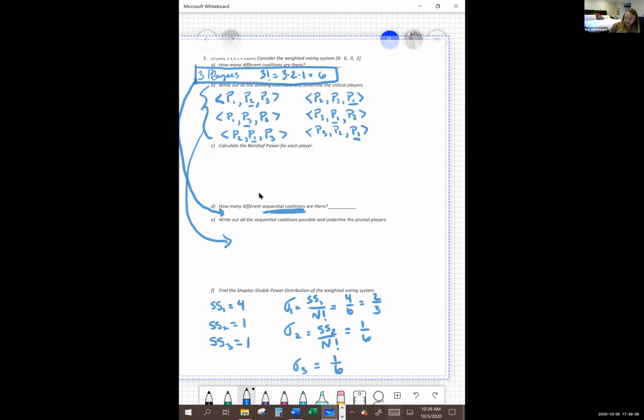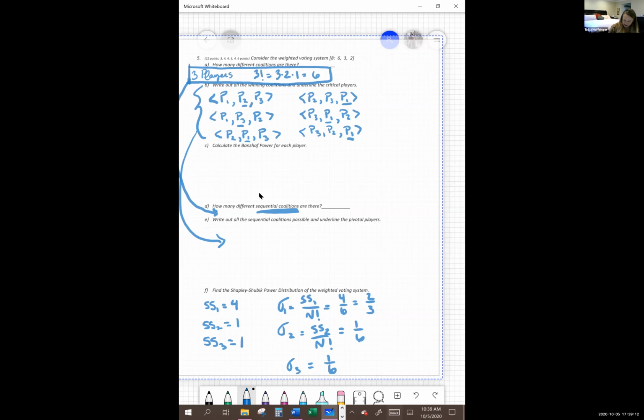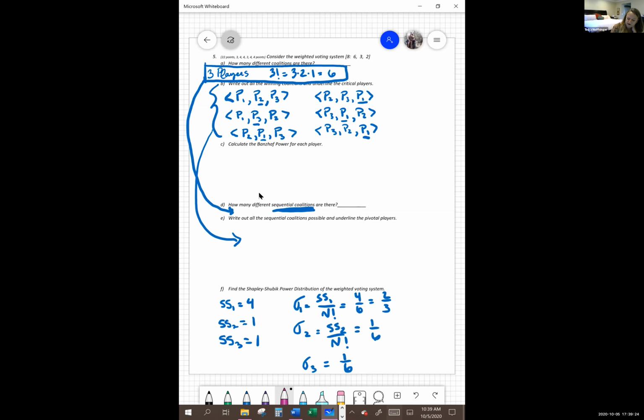Okay, so when they were saying how many different coalitions, they were talking about up here the Banzhaf power. And so you have to look at that. When we did this, this was 2 raised to the 3rd power minus 1. So 2 cubed is 8, 8 minus 1 is 7. So you had to look at all the subsets.